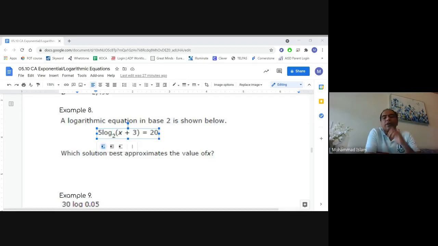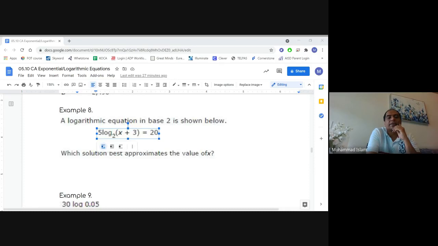So first of all, we divide by 5 because we want to get rid of this 5 next to our log term. So we divide by 5 on both sides. So we end up with log base 2 of (x plus 3). 20 divided by 5 is 4. So this is equal to 4.